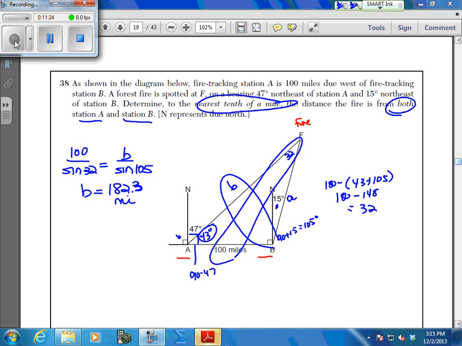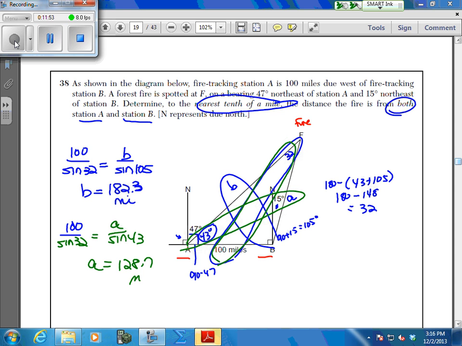Then remember to go back and do the same for A. For A, you're going to use the same one that you had, the 100 and the 32, and then this way. So we've got 100 over the sine of 32, and we'll put our A information in. This was fairly nice because you were only looking for a side, not an angle. Cross multiply and round this also to the nearest tenths of a mile. The key is make sure you understand your diagram.